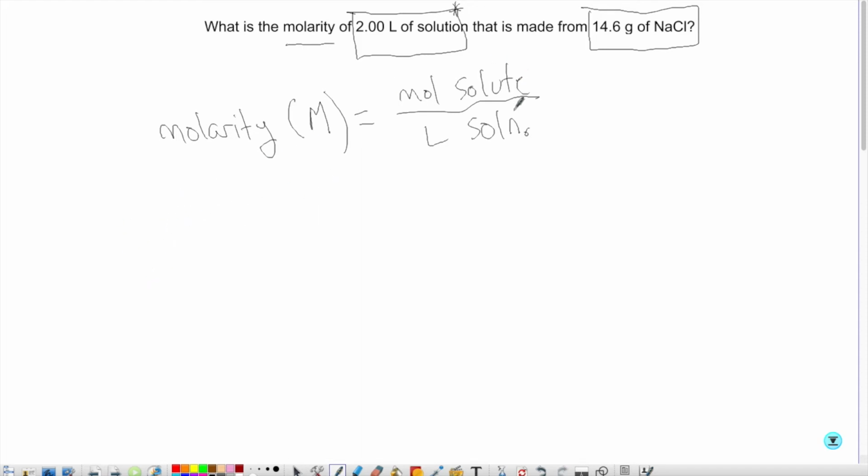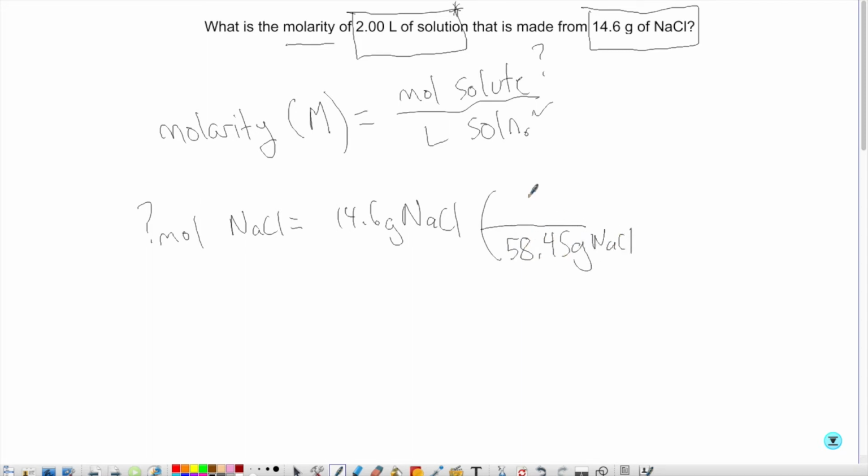The first one is, I have my liters of solution. I need to calculate my moles of solute. So question mark moles NaCl equals 14.6 grams NaCl. And you should be able to do this in your sleep by now. 58.45 grams NaCl and 1 mole NaCl. Okay, and when I do the calculation, I get 0.2497 moles NaCl.